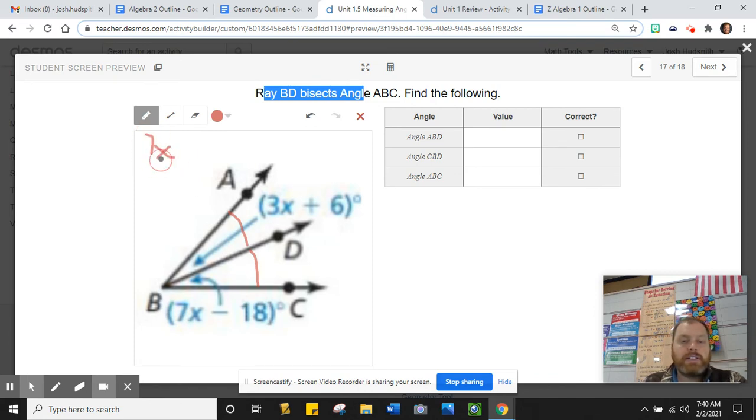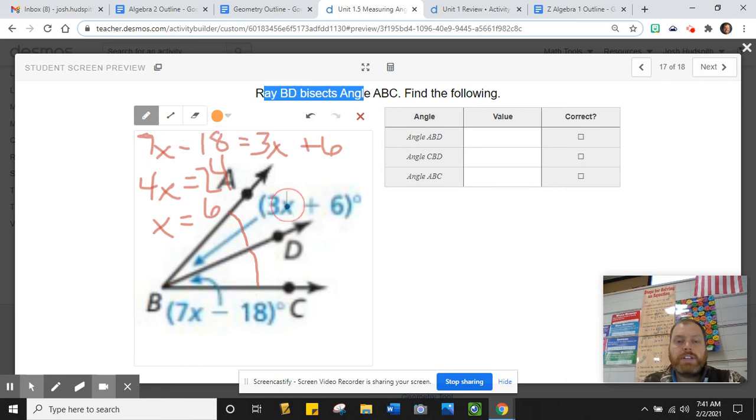So I'm going to say 7x minus 18 equals 3x plus 6. I'm going to set them equal to each other and solve for x. So do a little work: subtract 3x from both sides, add 18 to both sides. So 4x equals 24. That means x equals 6. The nice thing is, whatever I figure out for one angle, the other angle is going to be the same. Let's use orange. So 3 times 6 plus 6 is 24. So this angle is 24.